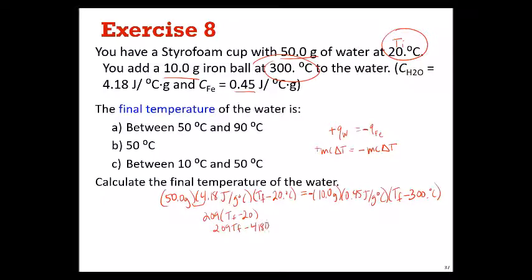4,180. Over here, this is going to be negative 4.5, the 10 times the TF minus 300. Now I distribute, so this is negative 4.5 TF minus 4.5 times 300 gives me 1350, except this becomes positive 1350, because negative times negative gives you positive.